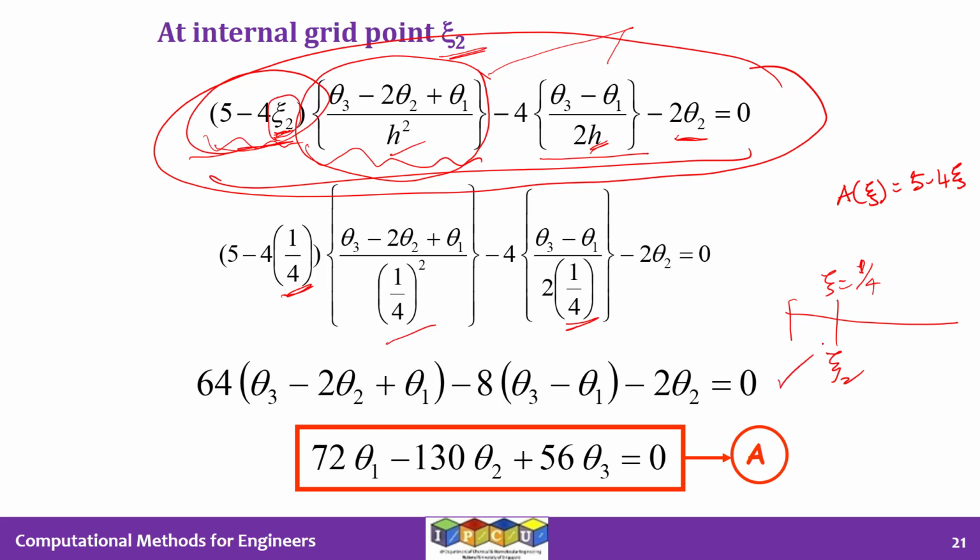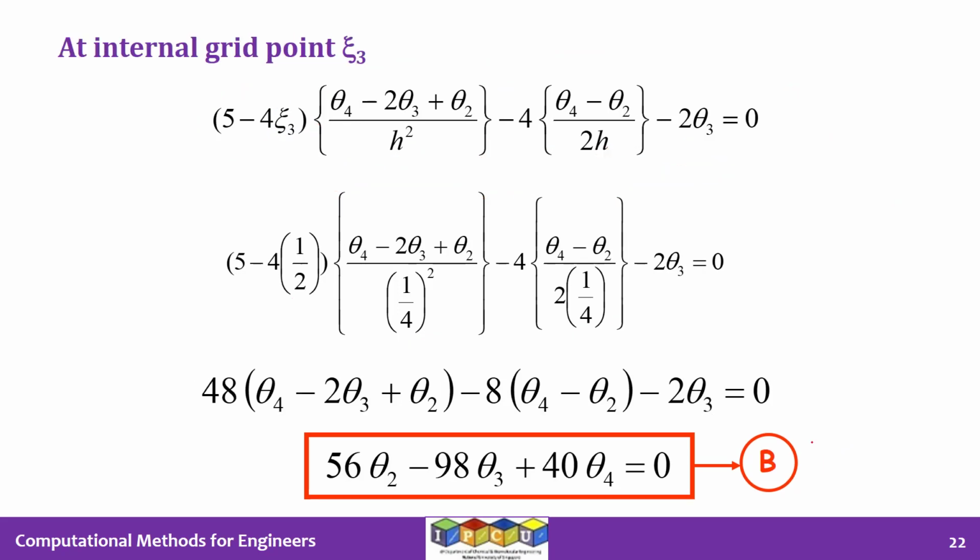All right, and then you can group the terms and arrange it such that theta 1 comes first, theta 2 comes second, theta 3 comes third. That is the way you can neatly arrange it. So you get equation A. Kindly note, we know that theta 1 is equal to 1 here because that is given in the problem statement from the boundary condition. You can do the same thing at the internal grid point psi 3.